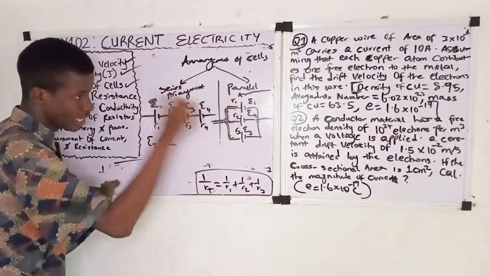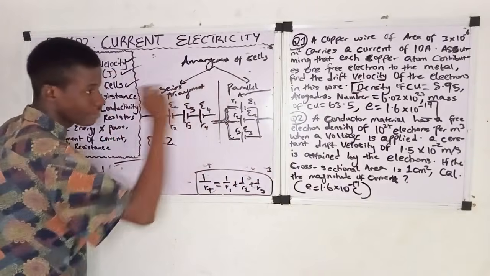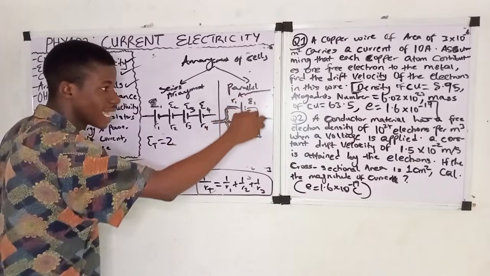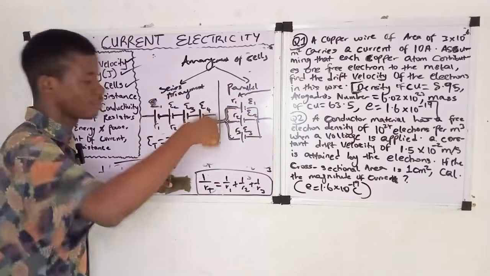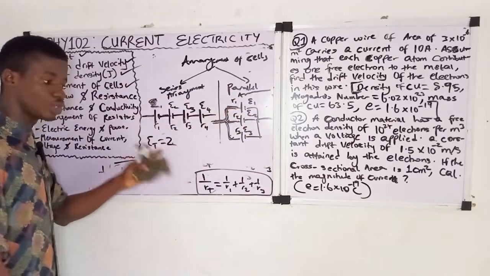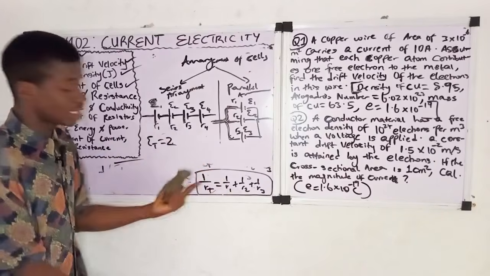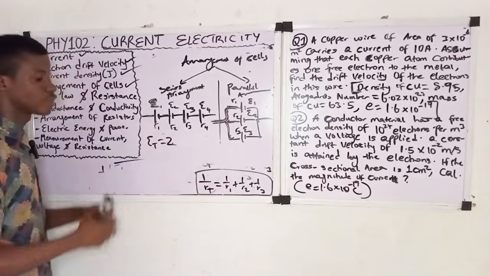So that is for parallel. Let me repeat myself. To calculate the total EMF of cells that are connected in parallel, if the cells are all similar, the total EMF is equal to the EMF of one of them, right? Which in this scenario is 2. But what about to calculate the total resistance? It is 1 over R1 plus 1 over R2 plus 1 over R3. Okay, so that's just it.